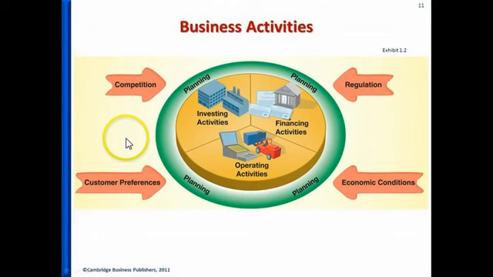This particular image, Exhibit 1.2 from your text, is illustrative because it represents the overall business cycle. And the three activities that are shown are specific to the statement of cash flows. Operating activities really represents monies generated by the sale of a company's products or services. So anything related to a company's sale of products or delivery of services is an operating activity.